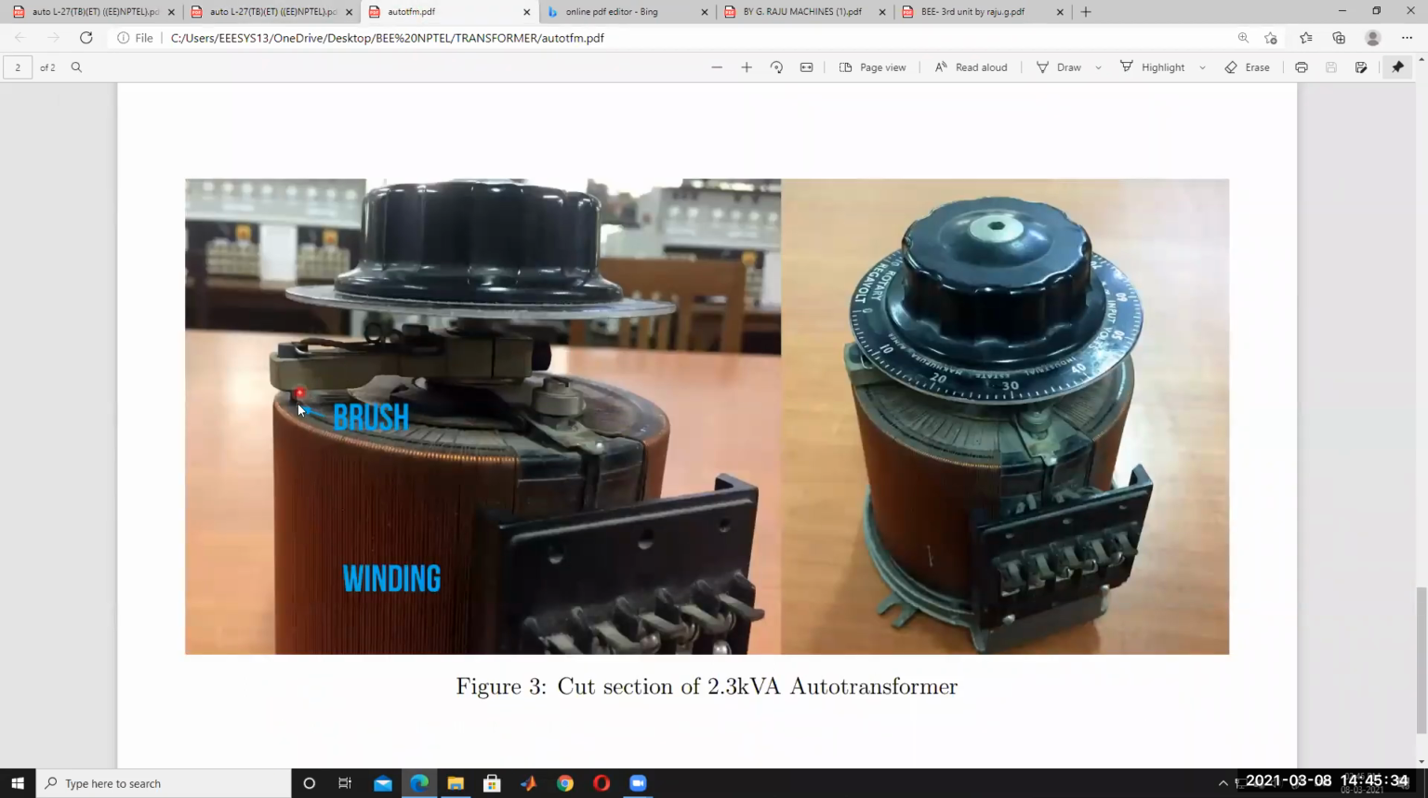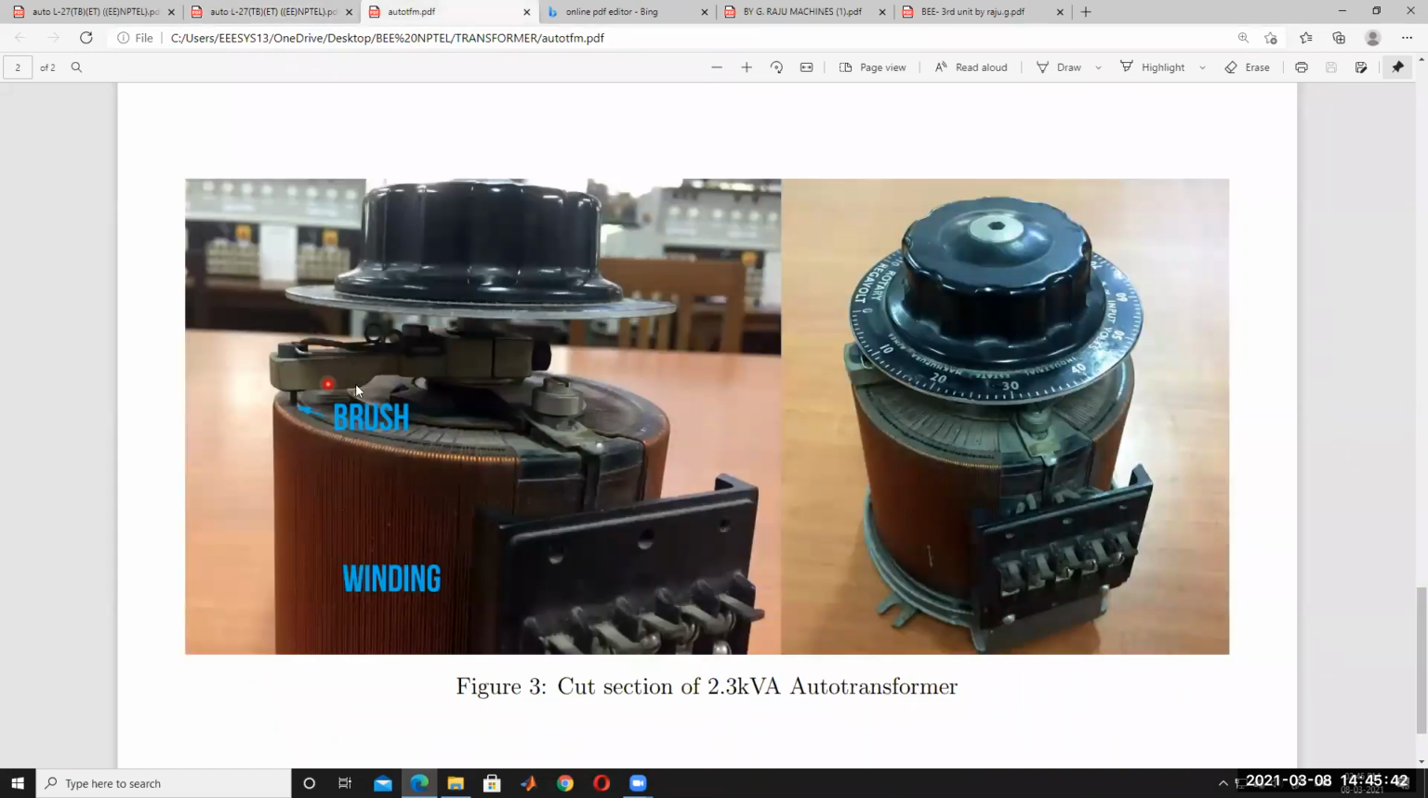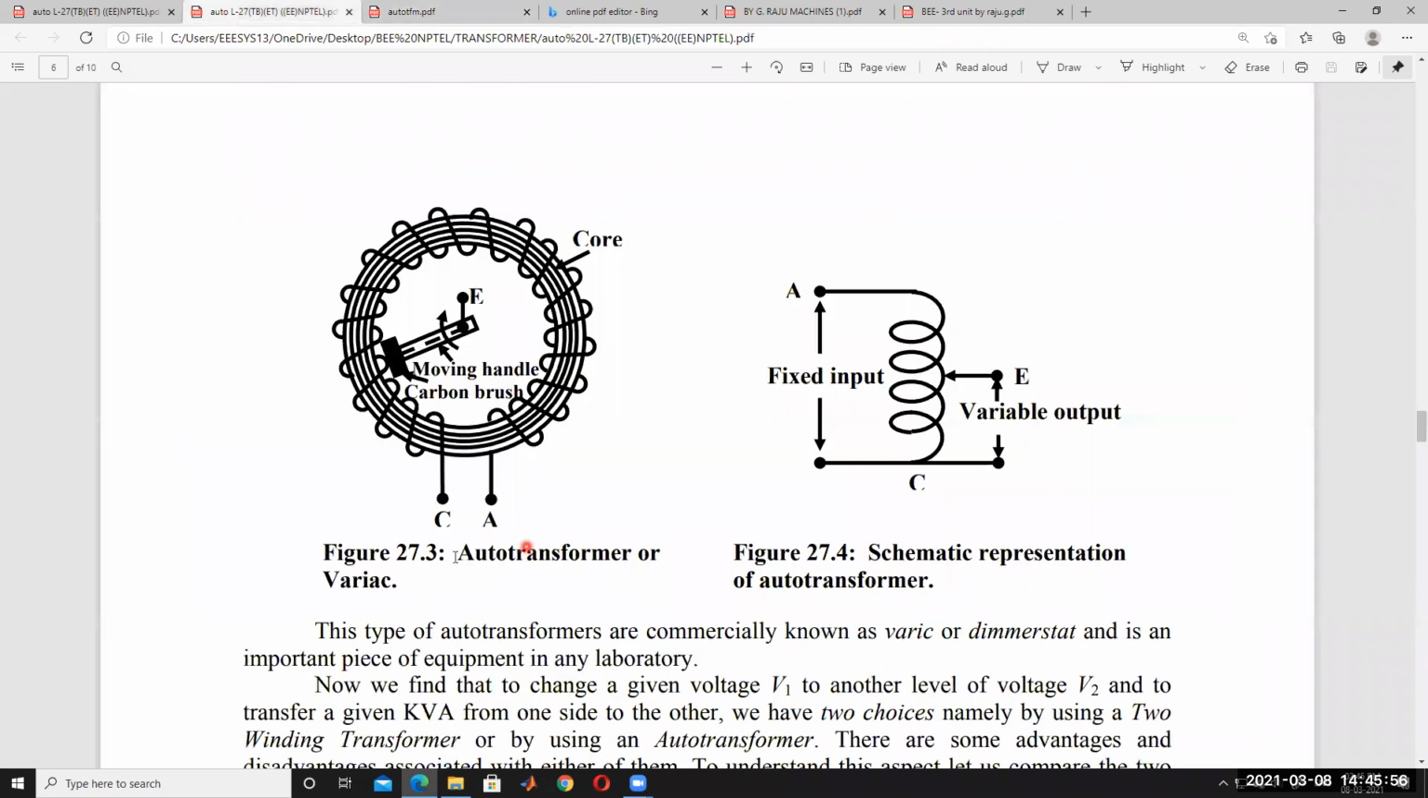This tapping is nothing but E. This position is called E. By moving this from one position to another, clockwise and anti-clockwise, we get a different output. That is called a variac. This is also called an auto transformer or variac.